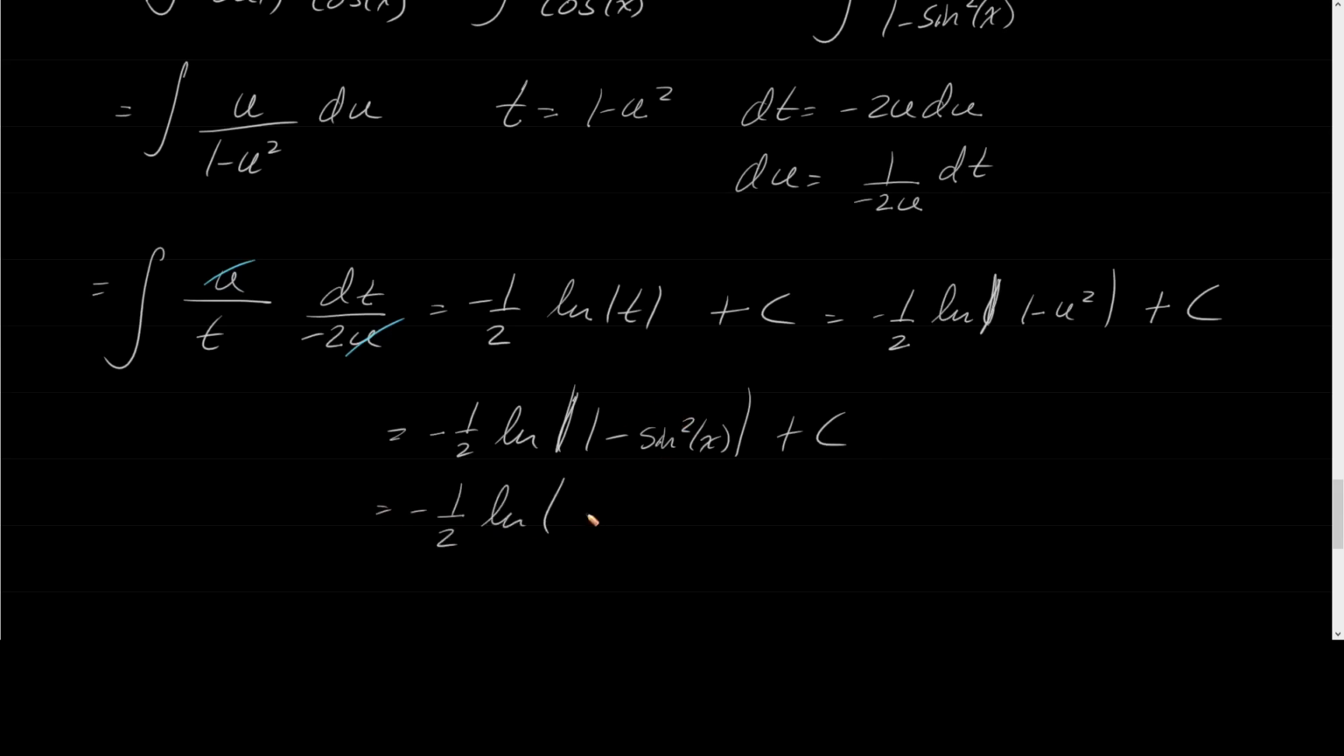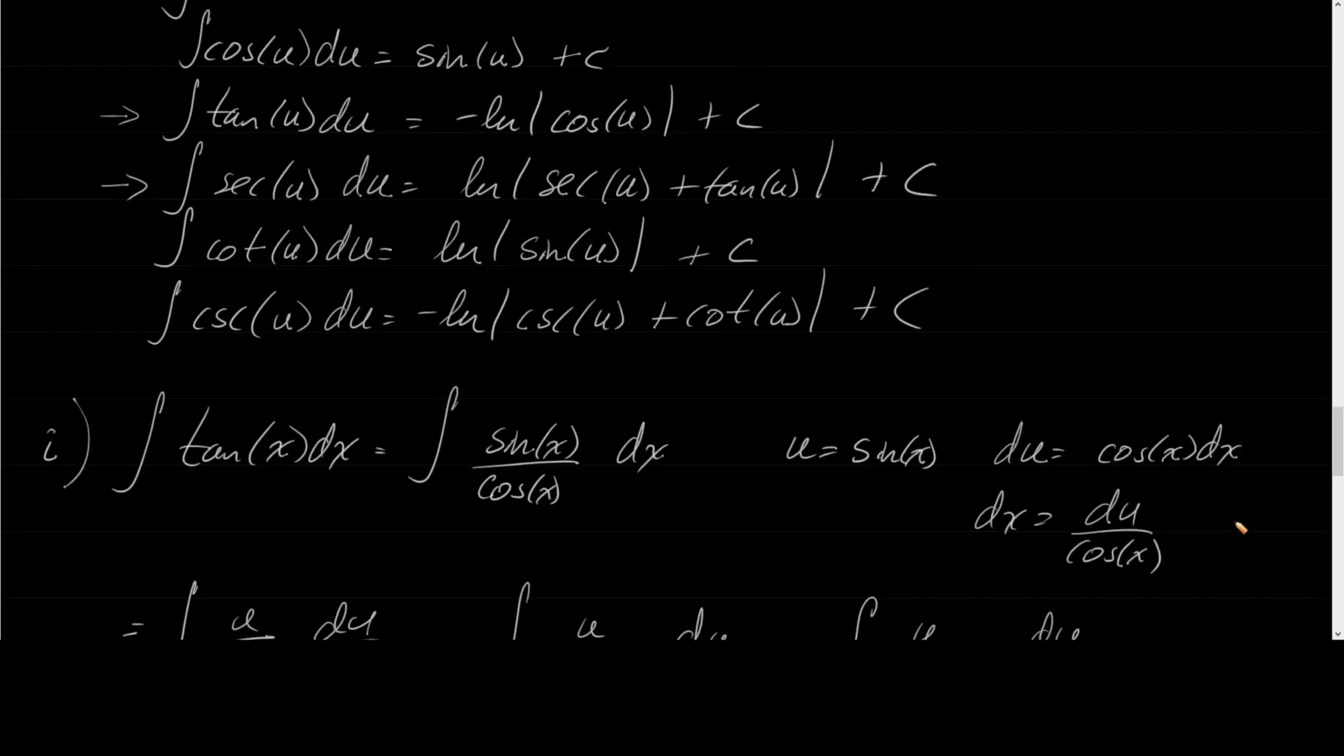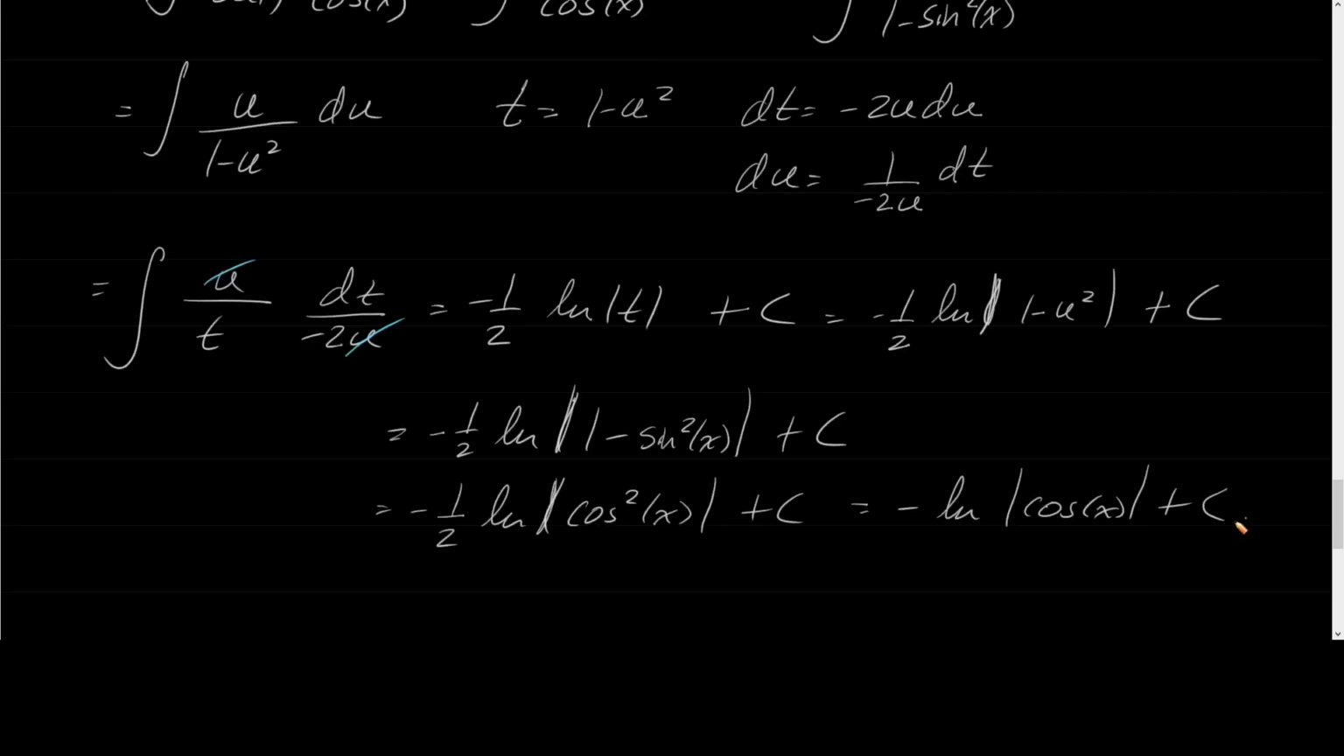So I have ln of absolute value of cosine squared of x plus c. And then we know from rules of logs that this squared can be put to the front. So the square and the 1/2 cancel each other out. So I just have negative ln of absolute value of cosine of x plus c. And there we go. That's our final answer, right? That's what we said the integral of tangent was, negative ln of cosine of u, but in this case, we were using x.